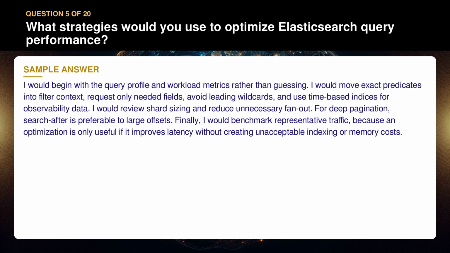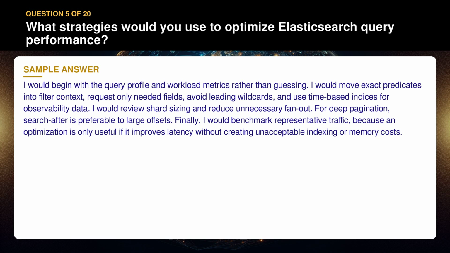I would move exact predicates into filter context, request only needed fields, avoid leading wildcards, and use time-based indices for observability data. I would review shard sizing and reduce unnecessary fanout. For deep pagination, search after is preferable to large offsets.